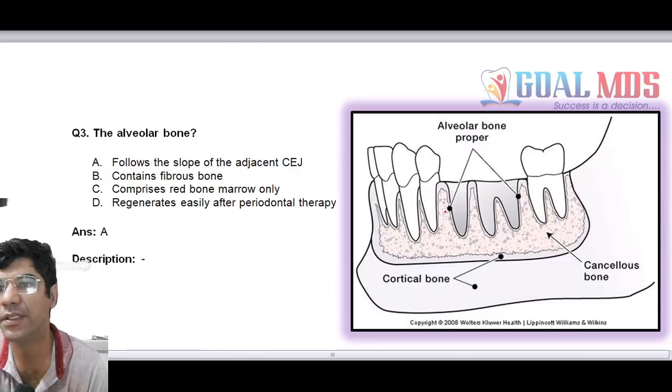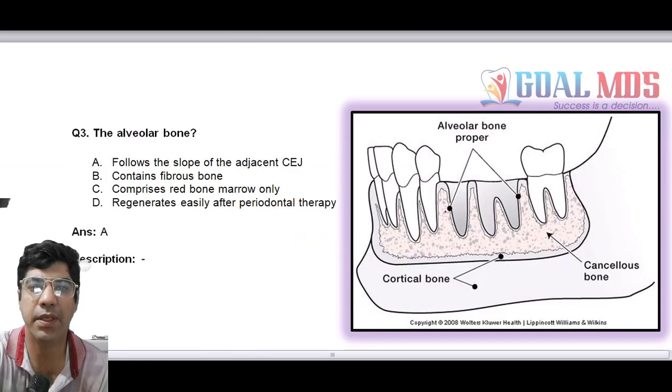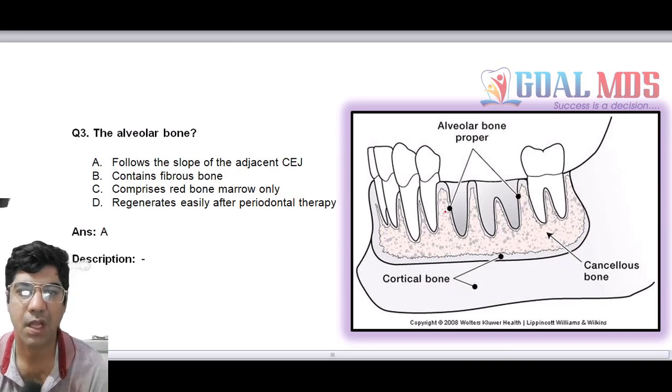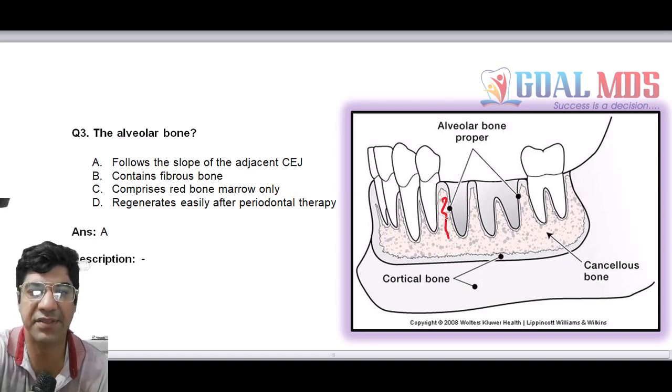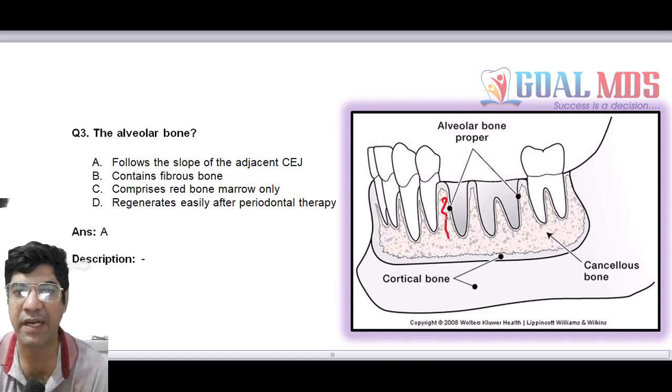Moving to the next question, the alveolar bone. Well, the alveolar bone refers to bone that surrounds and supports the teeth within the dental sockets of the maxillary and mandibular jaw. So that plays an important role in anchoring the tooth in its socket, and that is why it provides support for the entire dentition.